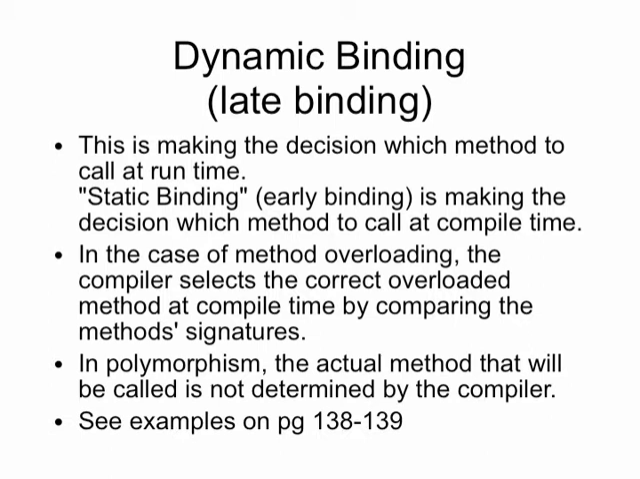So let's look at the examples on page 138 and 139. If we look at example number 1 on page 138, we have a Student reference s equal to null, Student reference u is going to be an Undergrad, Student reference g is going to be a GradStudent, and then we print our student statuses: G for grad, U for undergrad, and N for neither.